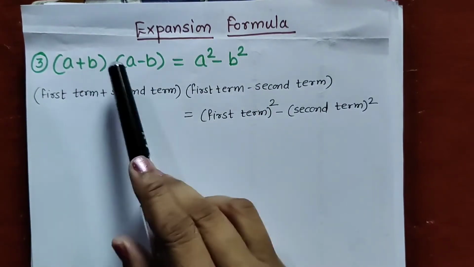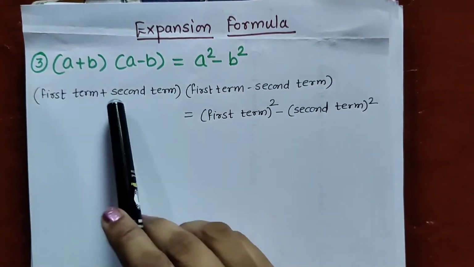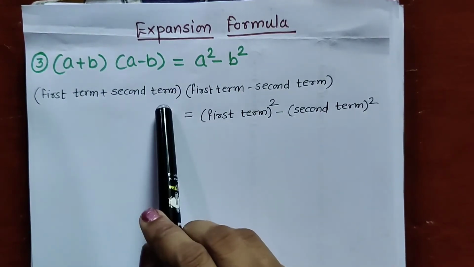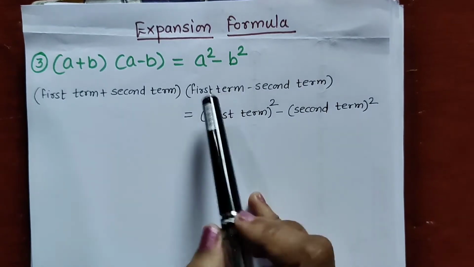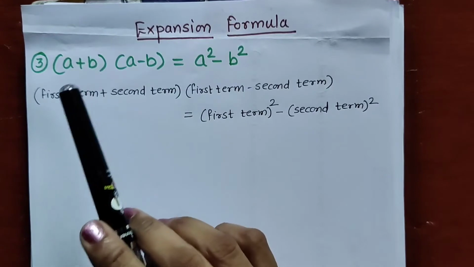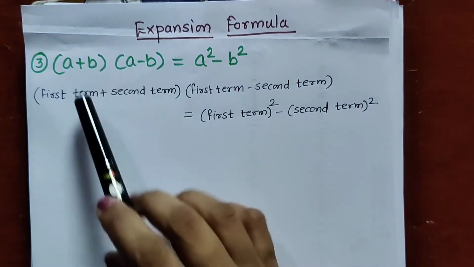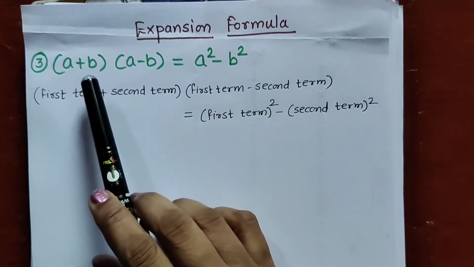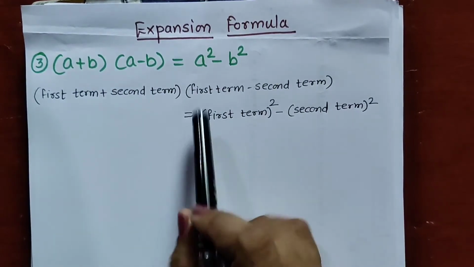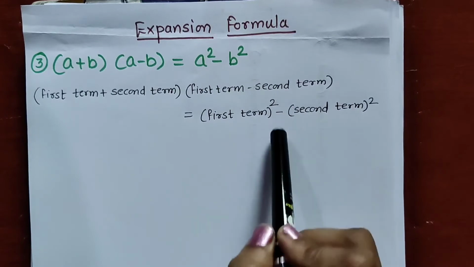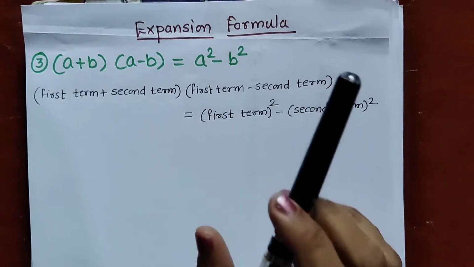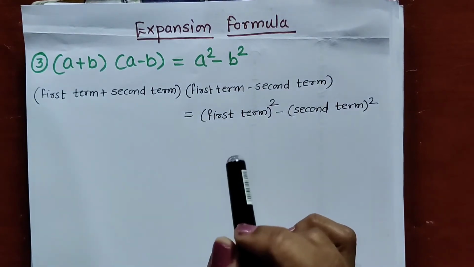So if a is first term and b is second term, in the first bracket there is plus sign, in the second bracket there is minus sign. So first term plus second term in the first bracket, and in the second bracket first term minus second term. In both the brackets first term and second term are same. Only the difference is of sign. In one bracket there is plus sign, in the other bracket there is minus sign. So answer is equal to first term square minus second term square. Now let us apply this formula to solve the sums from practice set 51.